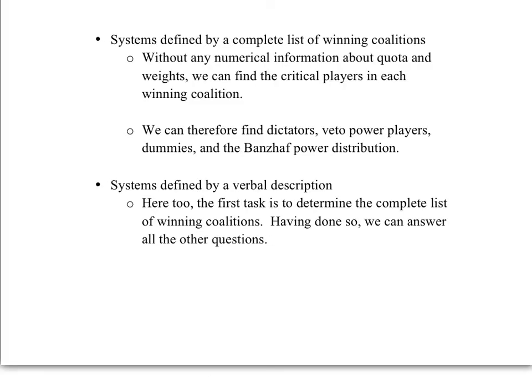We also looked at weighted voting systems defined by a complete list of winning coalitions. So this is without any numerical information about quota and weights. In spite of that, we can find the critical players in each winning coalition. And once you've done that, then you can answer all the remaining questions you'd like to answer about dictators, veto power players, dummies, and the power distribution itself. So the key is, once you've got that complete list of winning coalitions, you can proceed to do everything else.